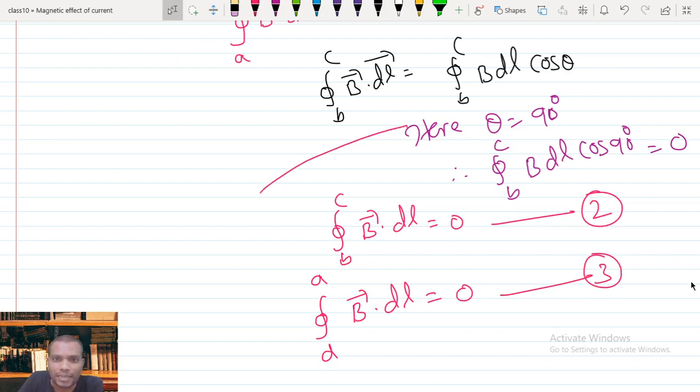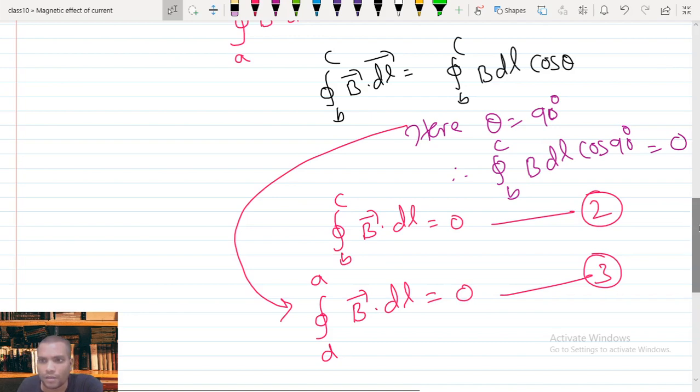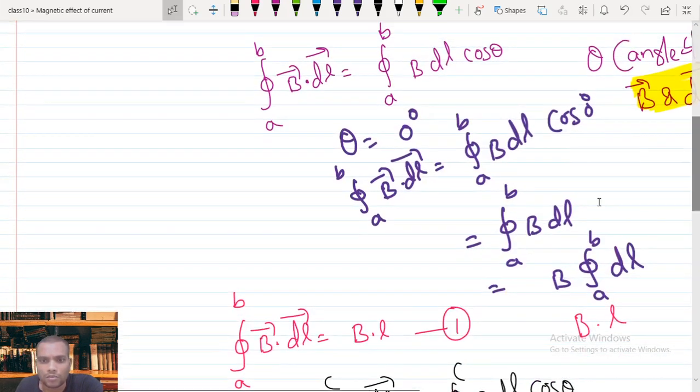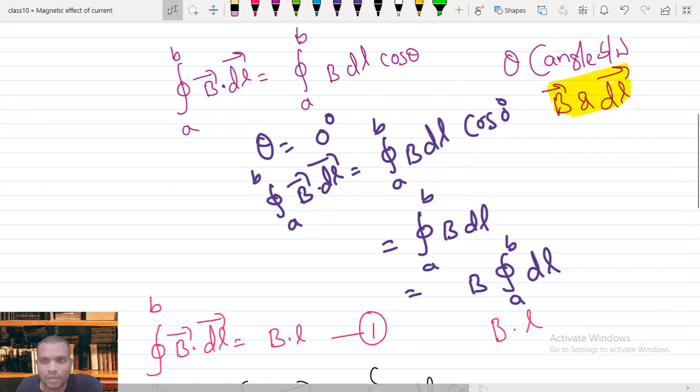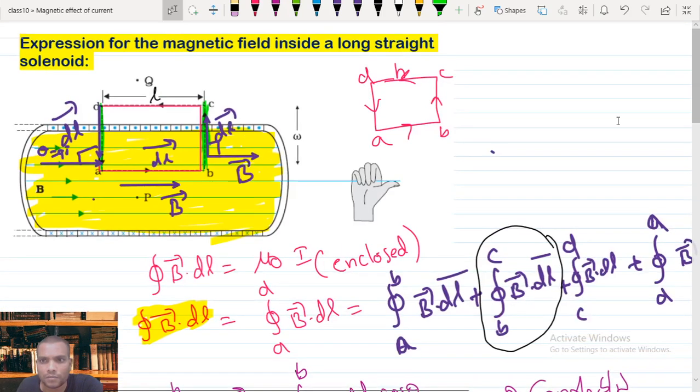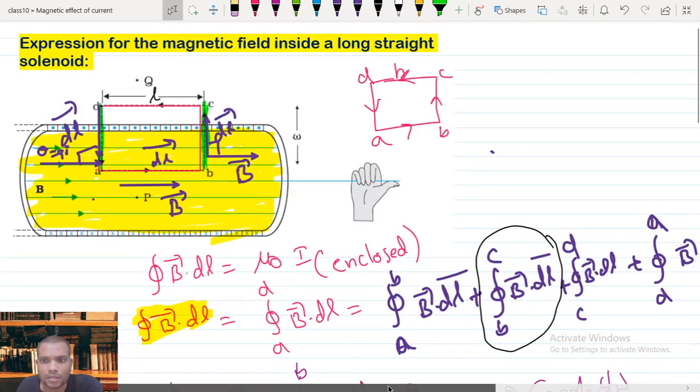Okay, I am not repeating it here. The same case will be followed here. The theta value goes to 90 degrees and cos 90 goes to 0, so that part's contribution is also 0. So three portions are calculated, and we are left with one portion, that is C to D.